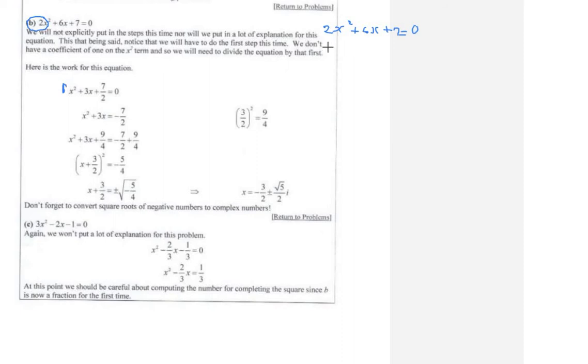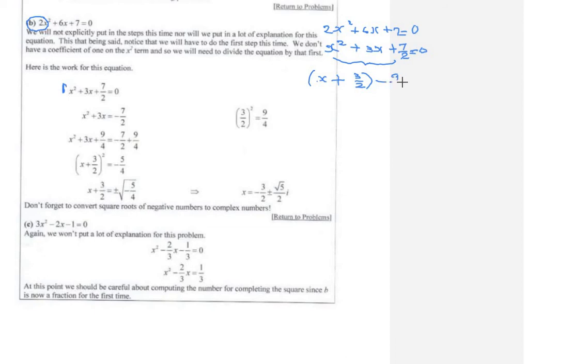So for completing the square, we're going to divide by 2, and we're going to have x squared plus 3x plus 7 over 2 equal to 0. Now we're going to rewrite this into the completing the square form. And for that we said we group the first two. X is just like that, the plus is just like the plus. We divide that 3 now by 2, and then we minus that square.